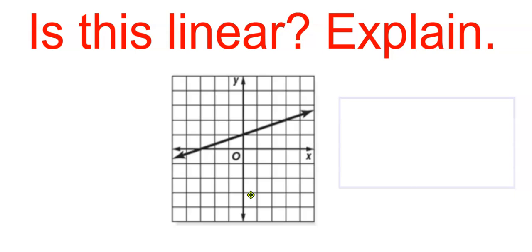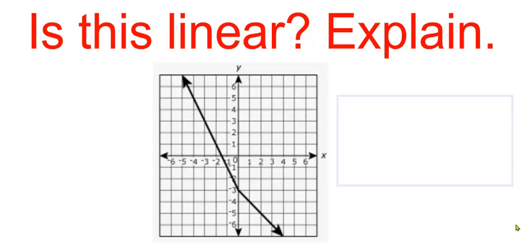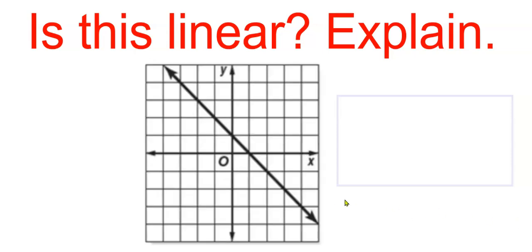Is this graph linear? The answer to that is yes. And if I ask you to explain, you should say, because it has a constant rate of change. Period. You're done. If you would like, you could also say, because it is a straight line. How about this graph? Is this linear? No. What's the reason? It does not have a constant rate of change. How about this one? Yes. What's the reason? It has a constant rate of change.